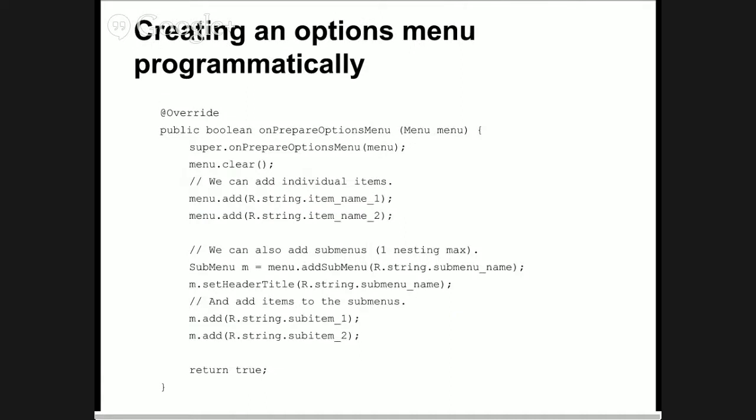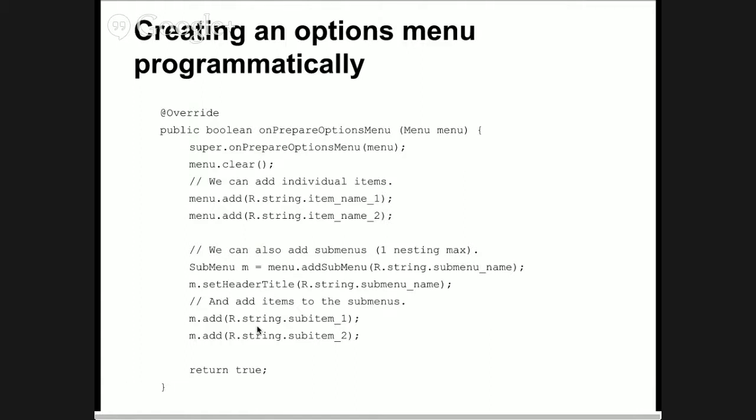Okay, you can also create an options menu programmatically. Okay, so you can override onPrepareOptionsMenu. Okay, and you can clear it at the beginning. Then you can add items that are just strings. Okay, and you can also add a submenu into it.